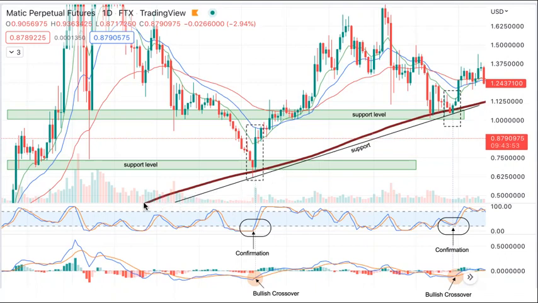Guys, one thing to note, the 200 MA can act as a very strong support or resistance for traders. Whenever the price bounces off the 200 MA, either up or down, it's a very strong signal. If it bounces up, it's a strong signal that we can open a long position. Plus, if the bounce takes place exactly at a horizontal support, plus a trend line, it becomes an even stronger signal. It's like a confluence point here.